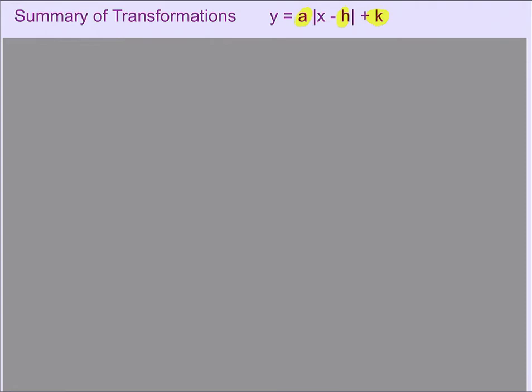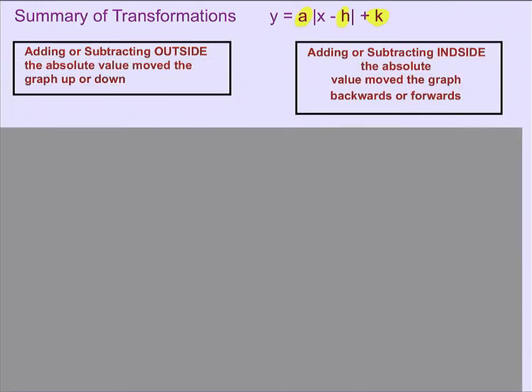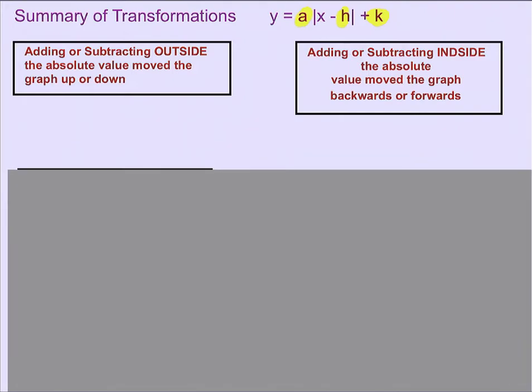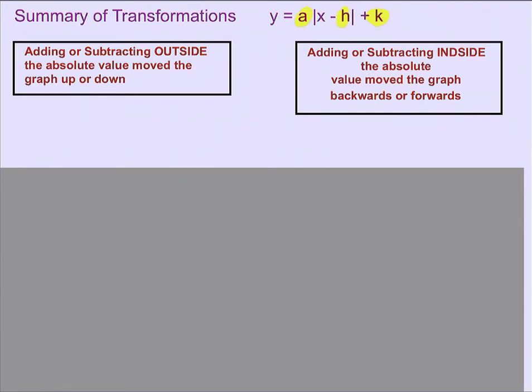So the first thing we're going to do is talk about what the h and the k do. And you should pause this video and put this into your notes. You can wait until after we explain it, but at some point, you should pause and put this into your notes. So adding or subtracting outside the absolute value, that is the k, moves the graph up or down. We call that the vertical shift.